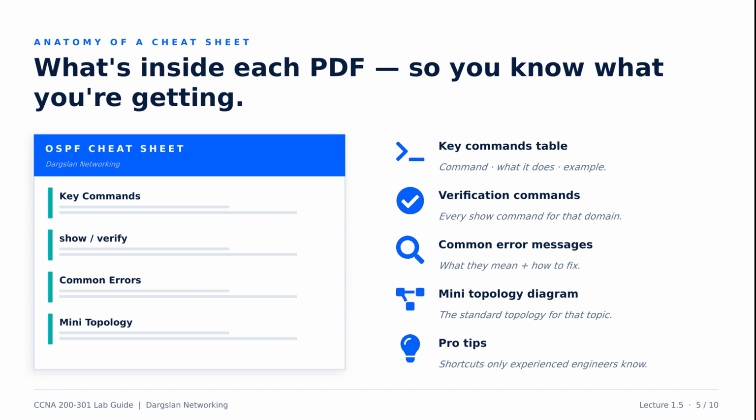So what's actually inside one of these PDFs? Every cheat sheet follows the same 5-part structure. You get a key commands table with the syntax, what it does, and a working example. A full set of show and verify commands for that domain. The common error messages you'll actually hit in the lab, with fixes. A mini topology diagram so you can picture where the config lives. And finally, pro tips. The shortcuts experienced engineers reach for without thinking. Same layout, every sheet, so once you've used one, you know exactly where to look in all 8.